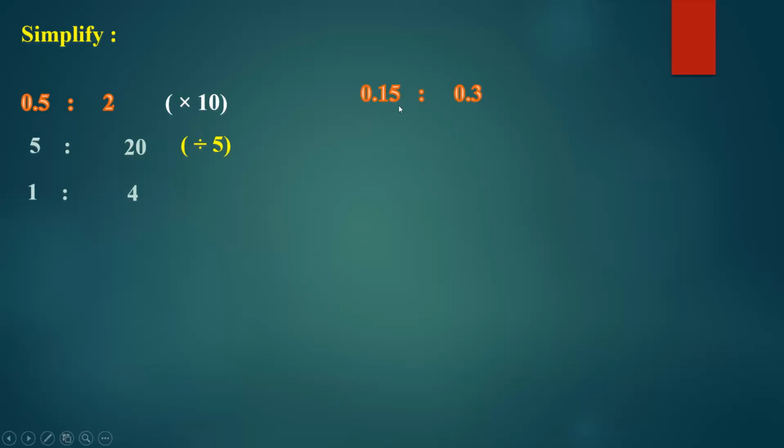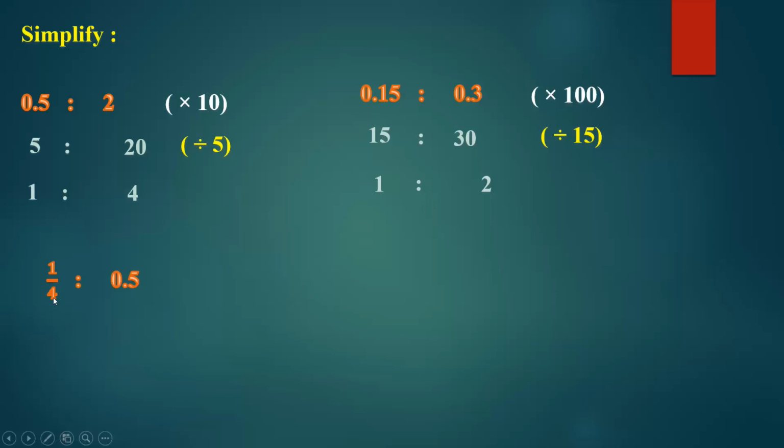0.15 to 0.3. Here we have two decimal places, and here we have one decimal place. Here we must multiply by 100, and here we must multiply by 10. But we must multiply both of them times the same number. So we will choose the biggest. The biggest is 100, so we are going to multiply by 100. It will be 15, it will be 30. And divided by 15, it will be 1 to 2.